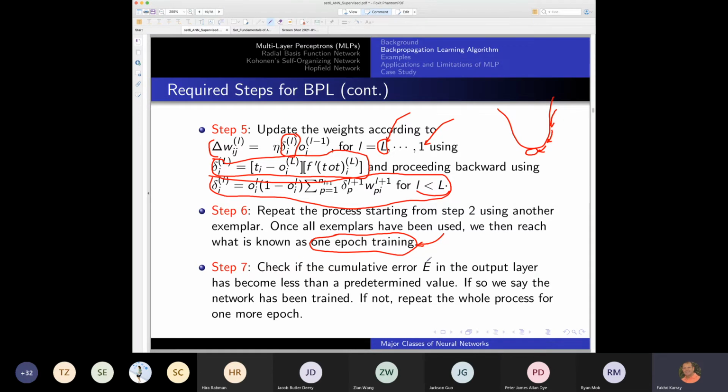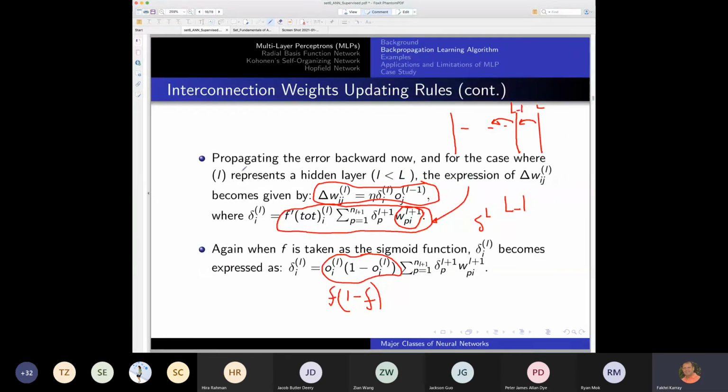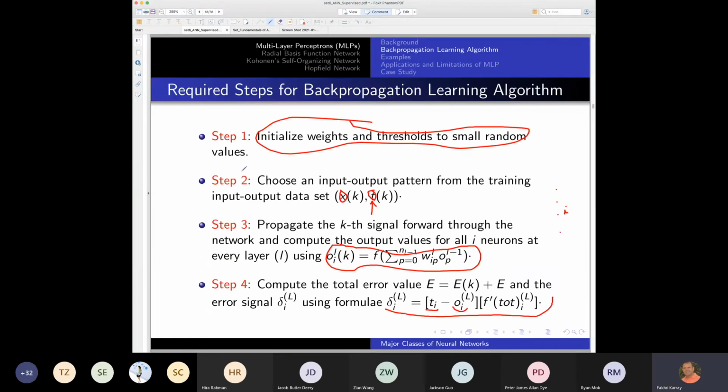So if the cumulative error of the system, E, is less than E desired, which could be provided by experience, or by a customer, or by observation, then we stop the training. If E is still large, then we go back and redo another epoch of training. We restart the system from scratch.